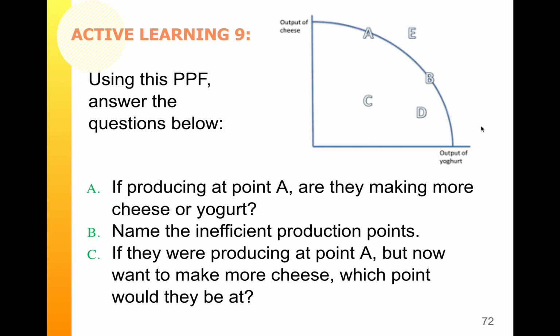All right, so for active learning number 9, if you get out your active learning sheet, I have given you a copy of a PPF in the upper right-hand corner, and you've got several points. This particular PPF, the vertical axis is talking about the production of cheese, and on the horizontal axis, it's talking about the production of yogurt. So for this particular company, they have to decide how much cheese and yogurt to make. You have 3 questions I want you to answer using this particular PPF graph.